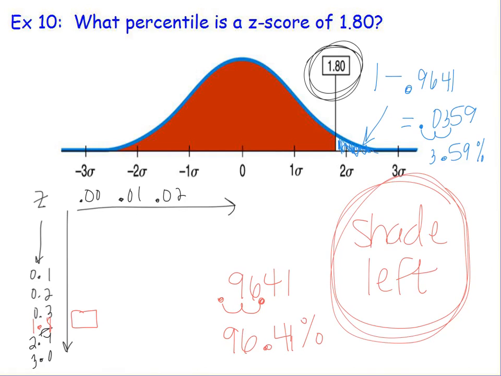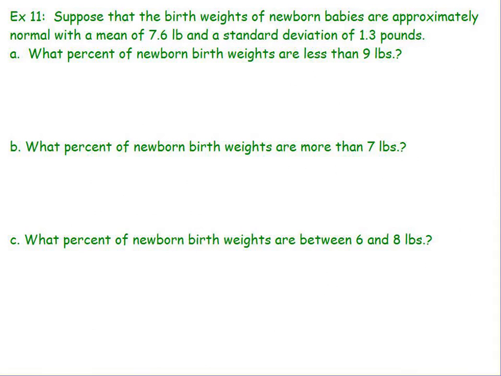So now let's apply this to some real problems. Suppose that the birth weights of newborn babies are approximately normal. Notice there's that keyword normal, with a mean of 7.6, so there's your mean, and a standard deviation of 1.3 pounds. So there's all of the information you need. What percent of newborn birth weights are less than 9 pounds?